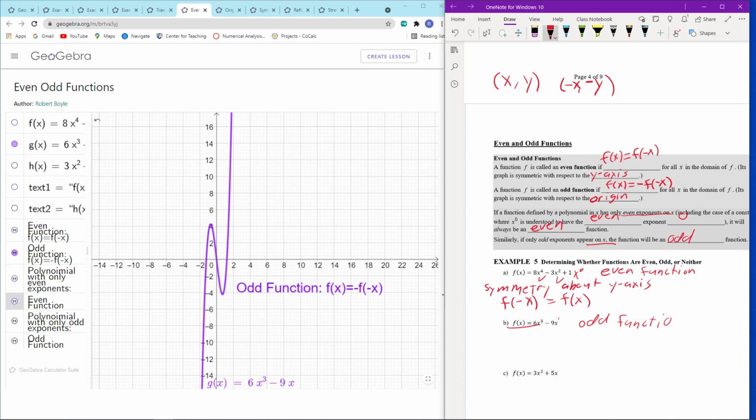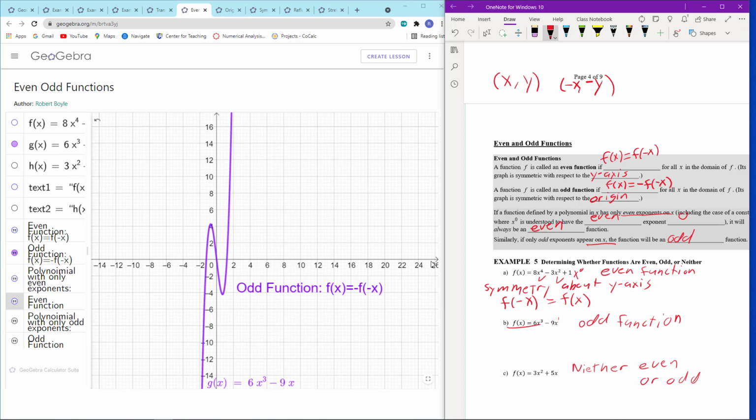Okay, now let's take a look at part C. Here's part C in our example, and here we have f of x equals 3x squared, so we have an even exponent, plus 5x, where we have an odd exponent. Since this has a combination of both even and odd exponents, this will be neither even nor odd. Remember, for a polynomial to be even, it must only have even exponents. For a polynomial to be odd, it must only have odd exponents. This has a combination of both, so it is neither even nor odd.